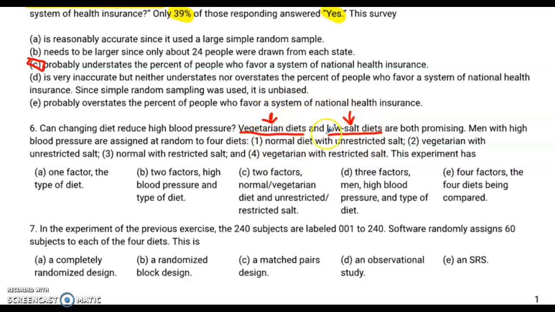These 2 things, when used in treatments, are called factors. So a factor would be vegetarian diet, a factor would be low salt diet, and if we're testing both of these factors in all of their different permutations, we're saying there's 2 factors that are being arranged into 4 different individual treatments. So that's 2 factors: normal versus vegetarian diet, and unrestricted versus restricted salt.